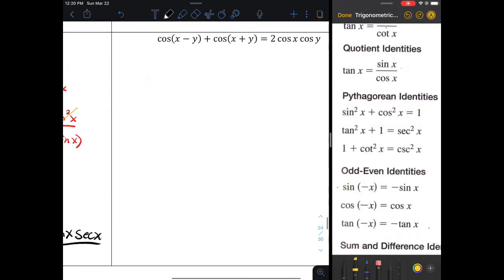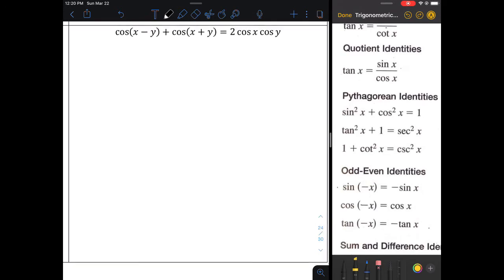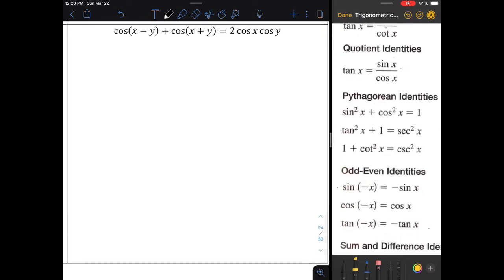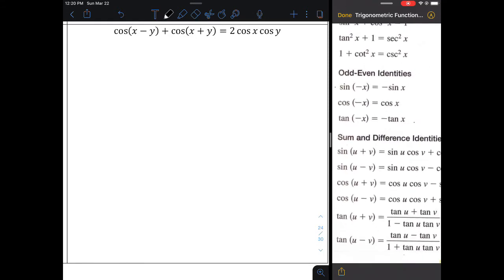All right, next problem here. Looking at this one, for this problem we're going to have to use sum and difference identities. And if you don't know your sum and difference identities, I will put them right over here on the right-hand side of the screen.